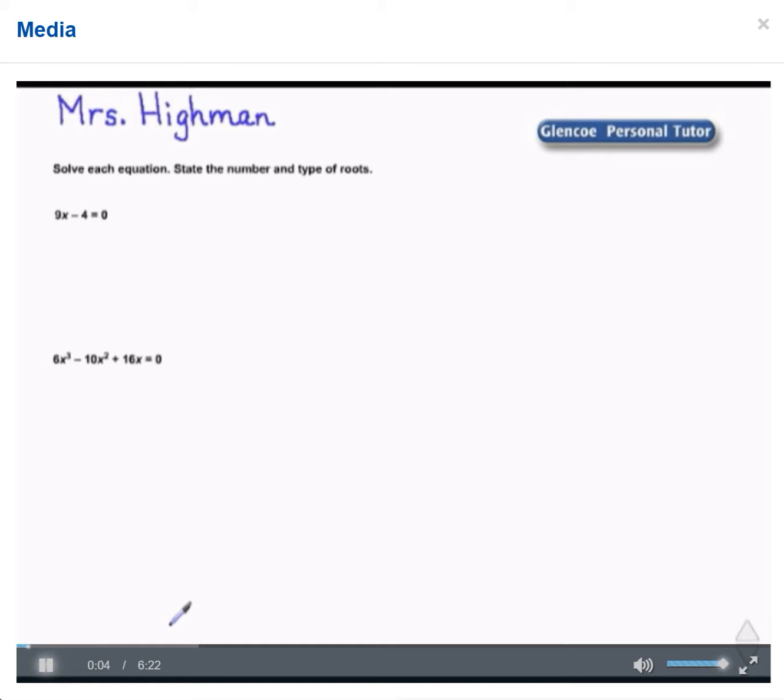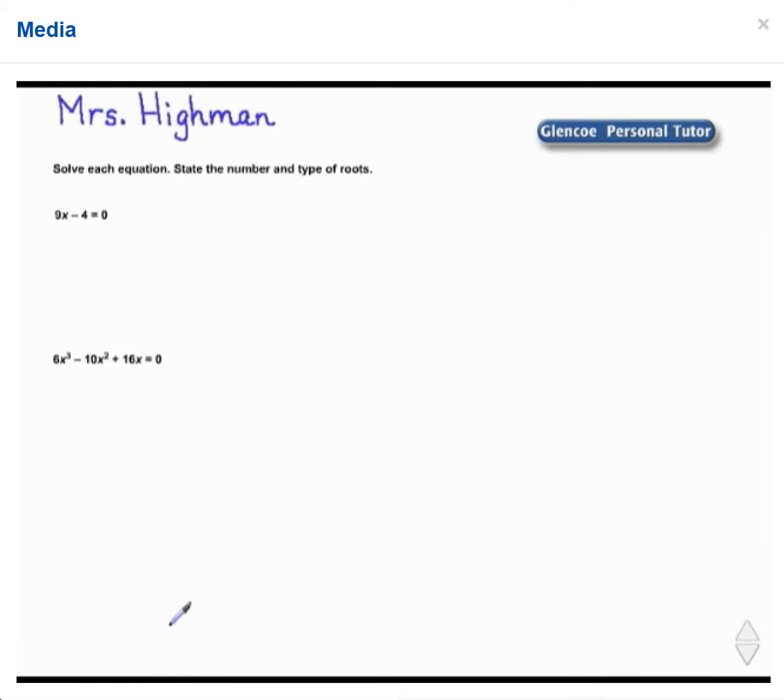Solve each equation. State the number and type of roots. 9x minus 4 equals 0. Well, this is a linear equation, so we should expect to get one solution. So let's solve it and see what we get.